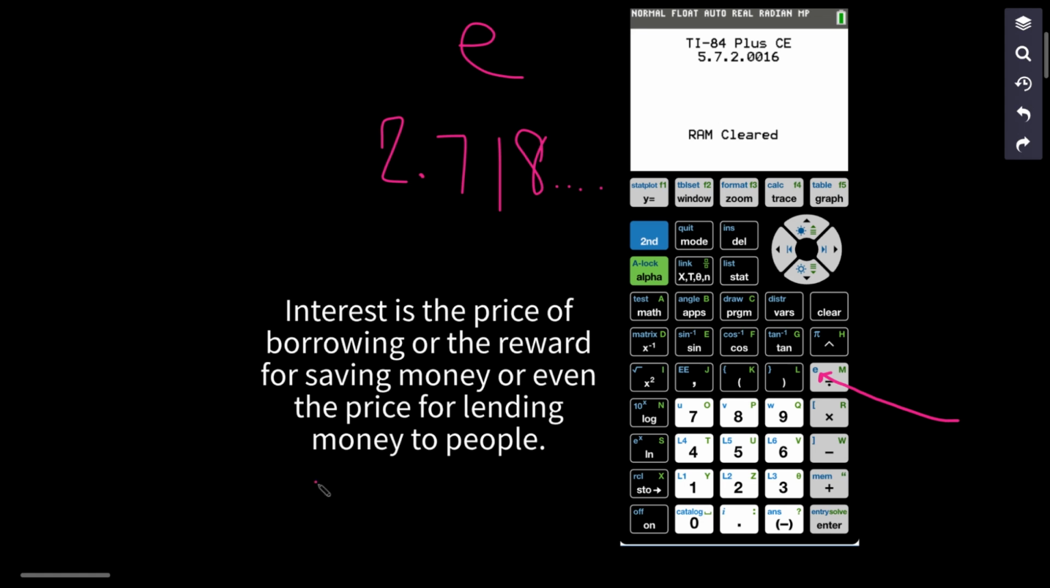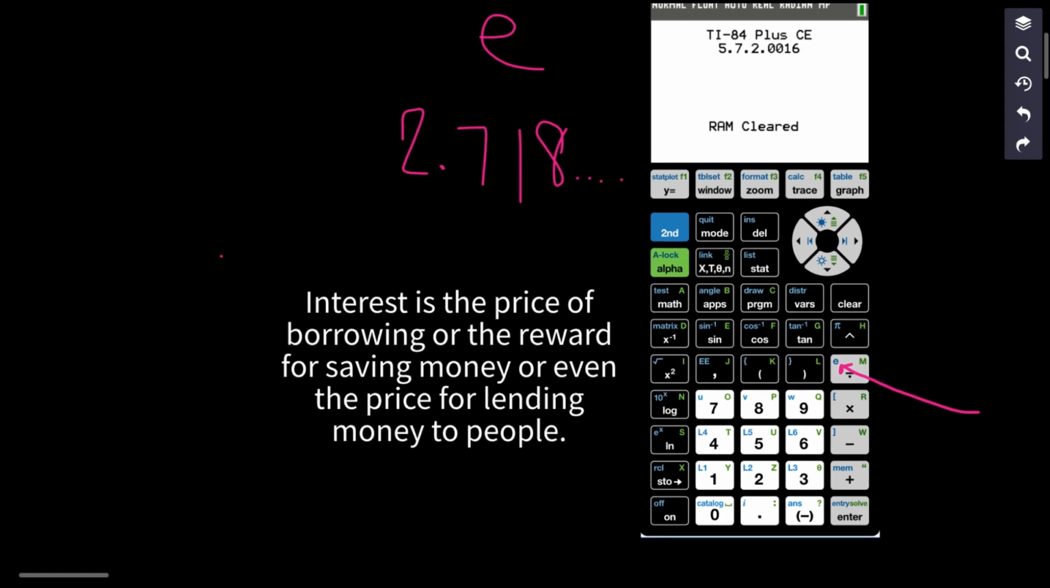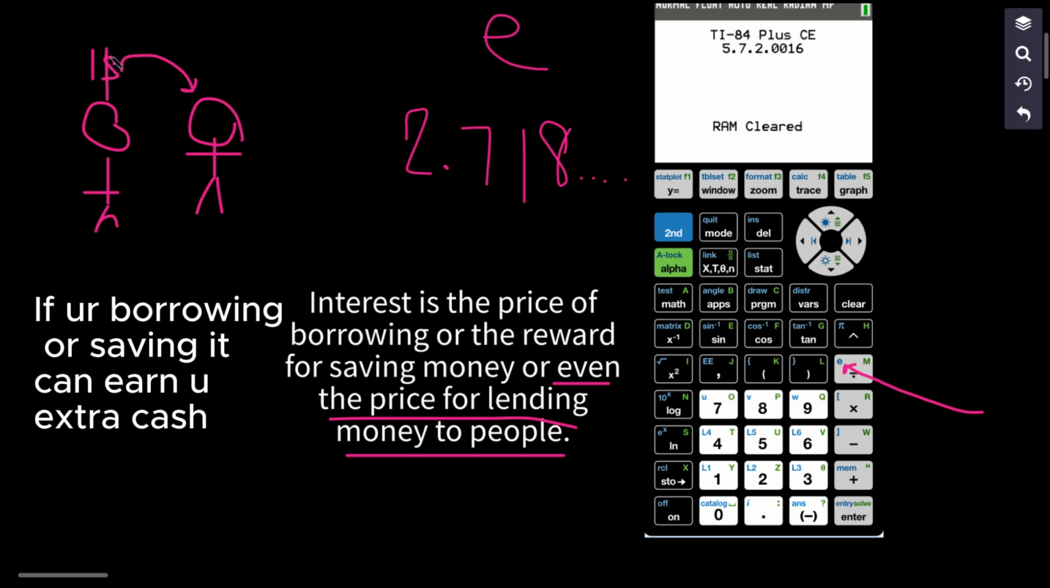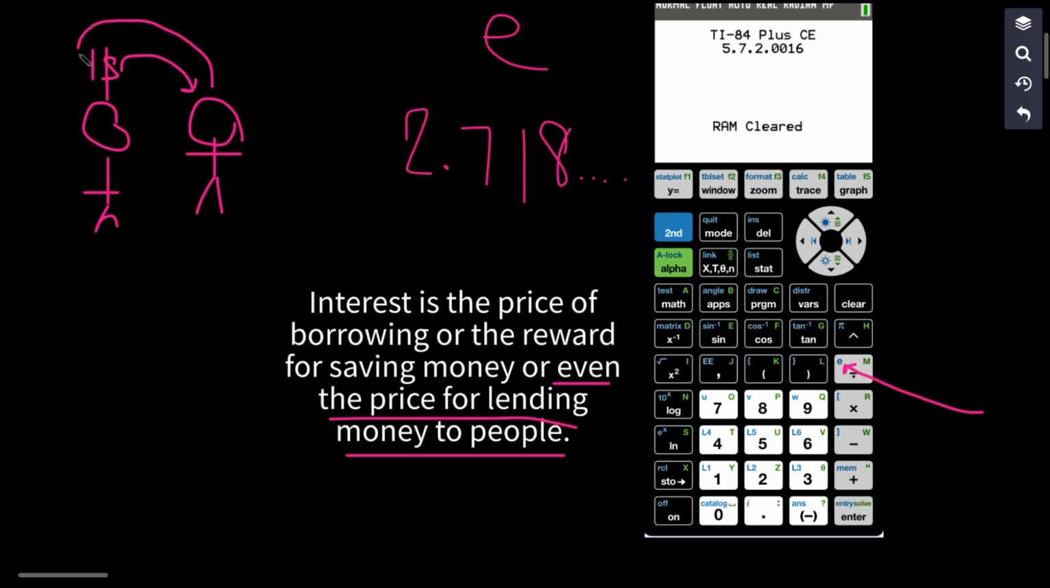And before we do that, we have to talk about interest. Interest is the price of borrowing, or the reward for saving money, or even the price for lending money to people. It's kind of weird because it allows you to earn some extra money. Let's say your friend wants $1, you give him $1, and then the next day he has to pay you back $2. So interest allows you to make some extra cash if you're lending money to people.